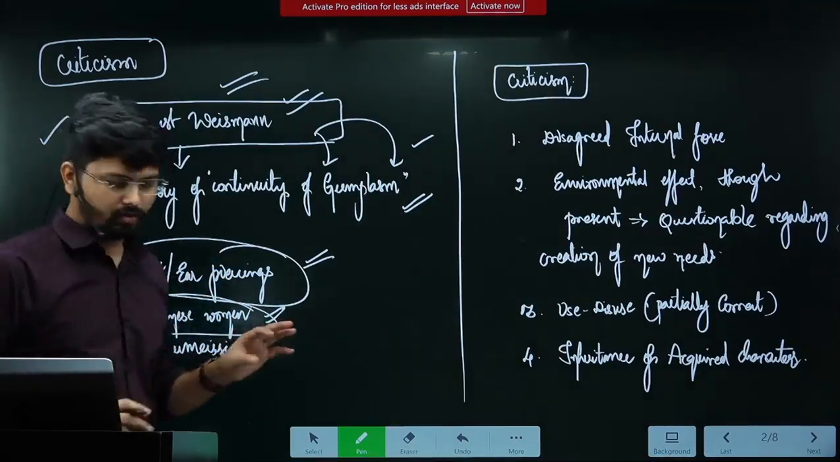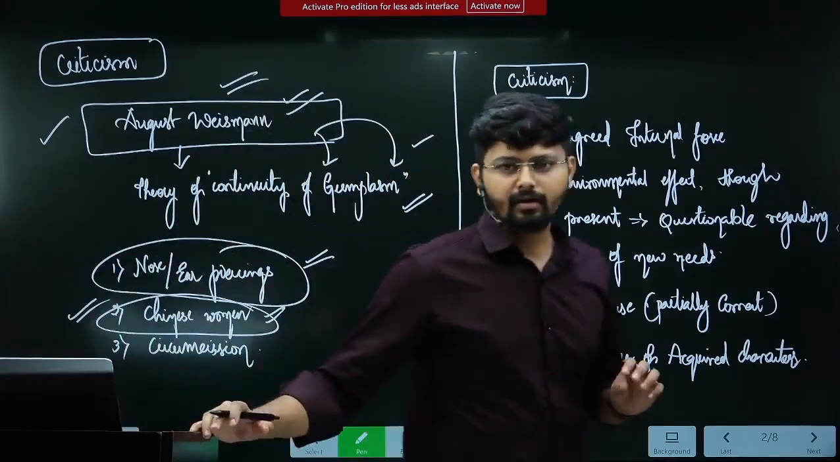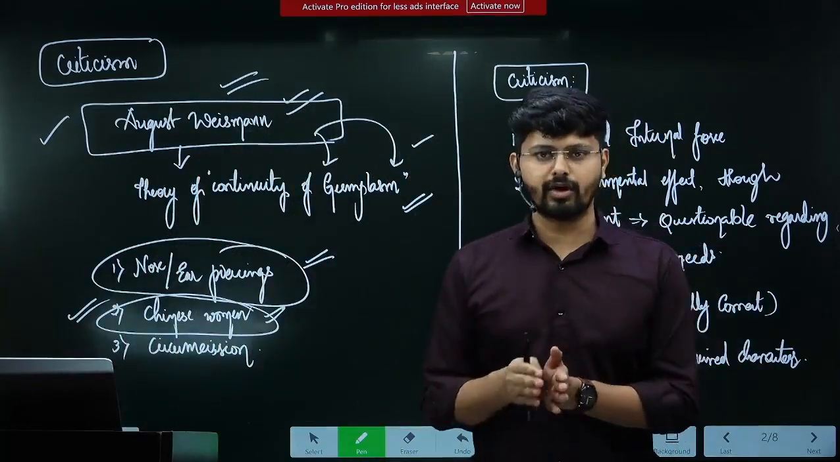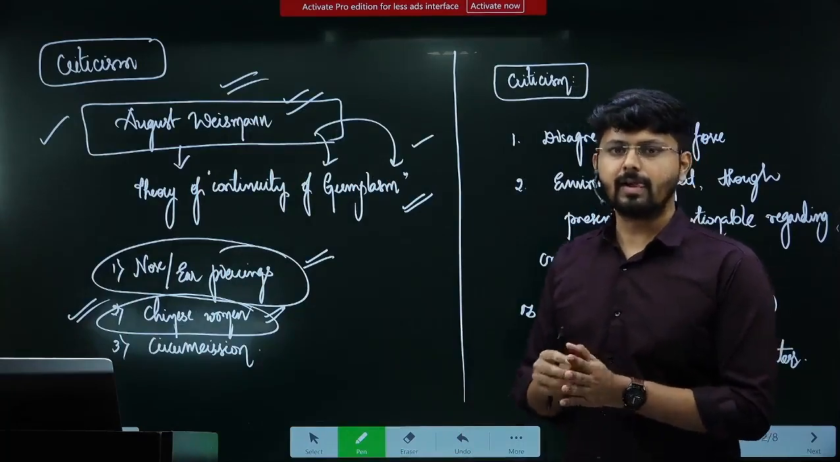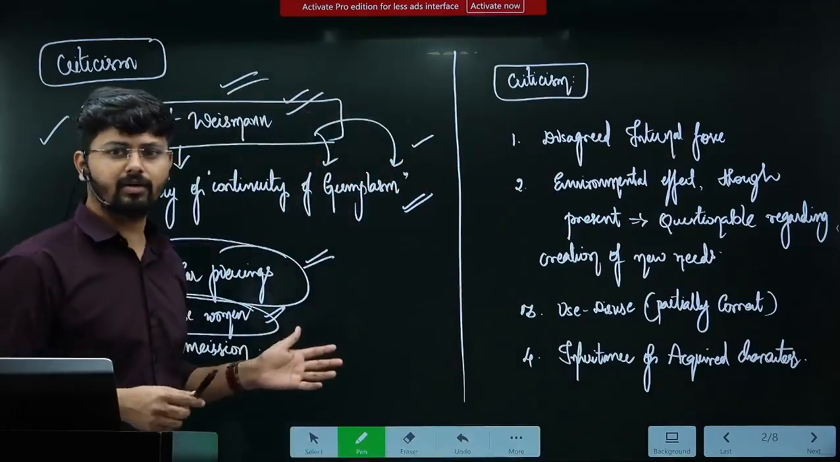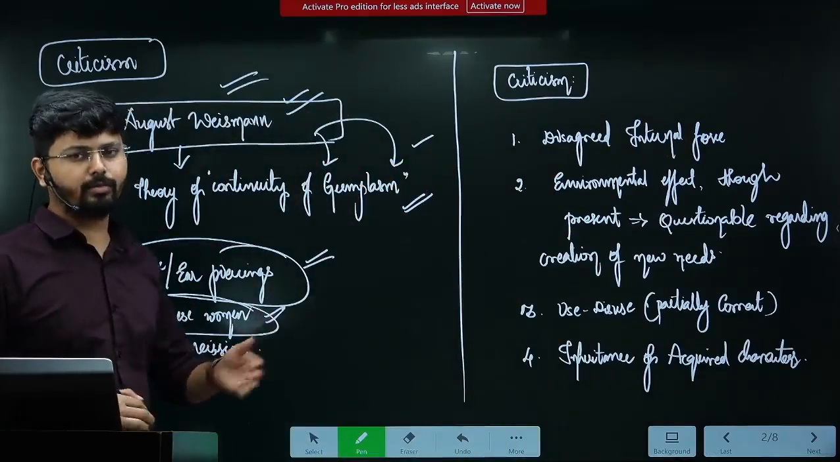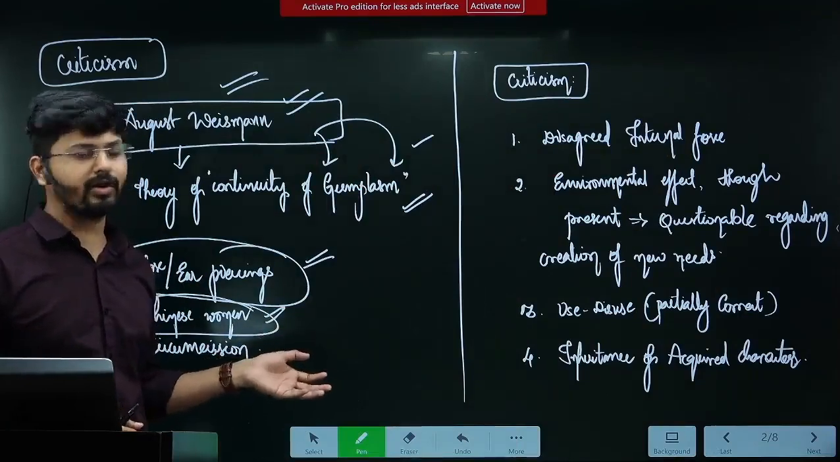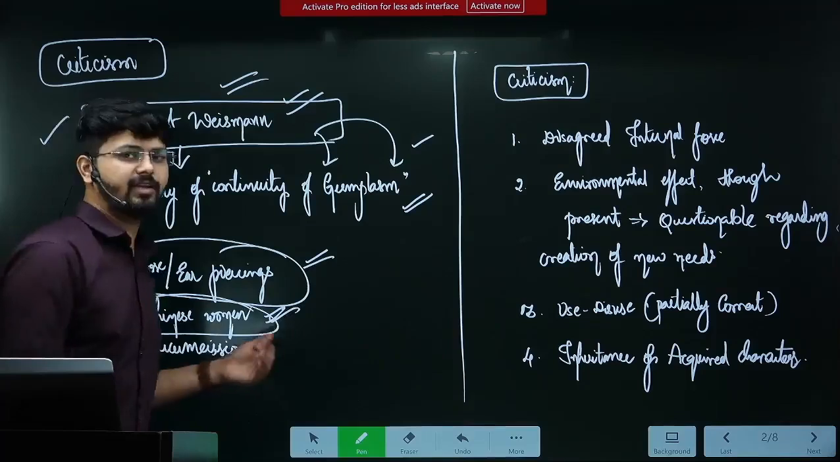In that case, there is a new need, and this need has given rise to a new kind of development of the structure. But in the next generation, they are not born with the acquired character. The women born in the next generation have normal feet. So this is also an example against Lamarck.